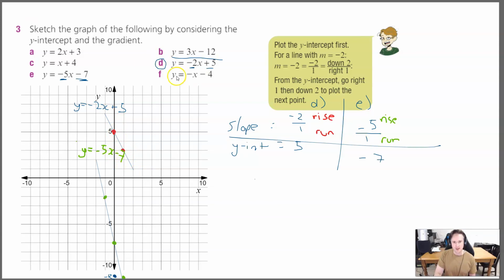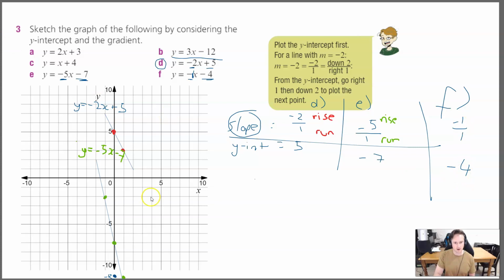The last one, y equals negative x take 4. So this one's a bit tricky. So this is f. And that's because this has no number there, negative, and then it's no coefficient. That's an invisible 1, negative 1. So that's going to be negative 1 over 1 as the slope. And then the y-intercept is going to be negative 4. Okay. So I'm looking at negative 4 as my y-intercept.